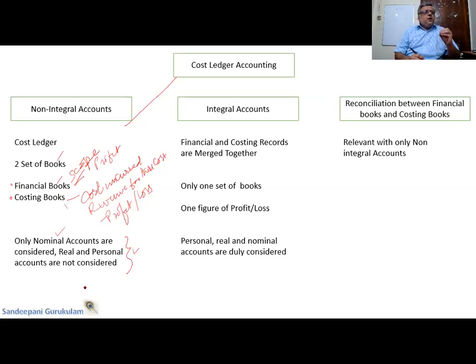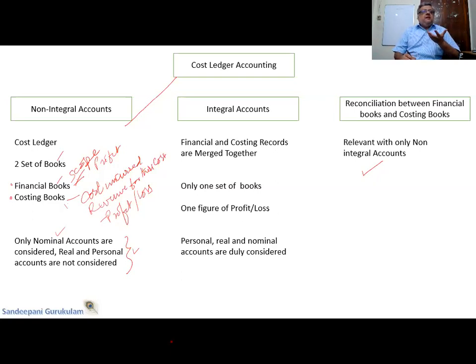So when you have two sets of books, that is the non-integral system, with each running as separate parallel lines, not related at all, there is going to be a difference in profit or loss shown by these two books. That is where reconciliation between financial books and costing books comes into play. It's relevant only when the sets of books are non-integral. Costing is separate, financial books are separate.